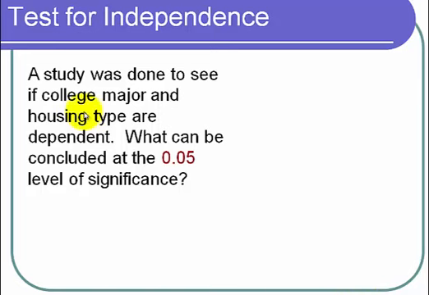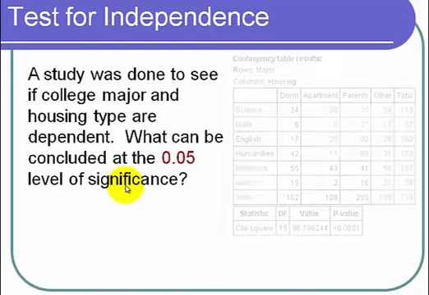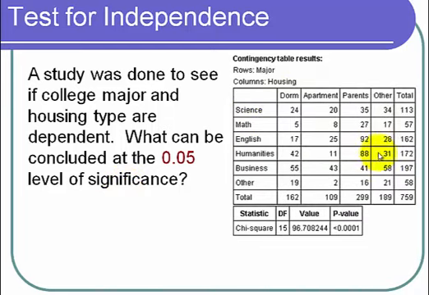A study was done to see if college major and housing type are dependent. What can be concluded at the 0.05 level of significance? Here is the table that I had entered in, and I used a computer this time just to show you what it might look like. The main thing is that it says contingency table results. We have our statistic as chi-squared. Here's our degrees of freedom. We're not worried about that. It's just going to compute that for us.